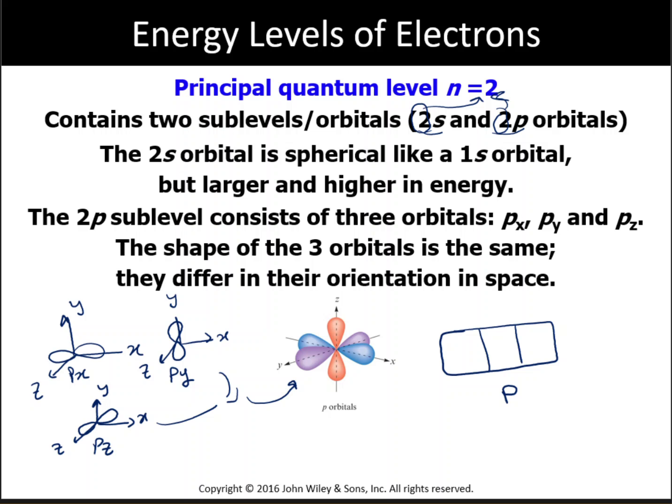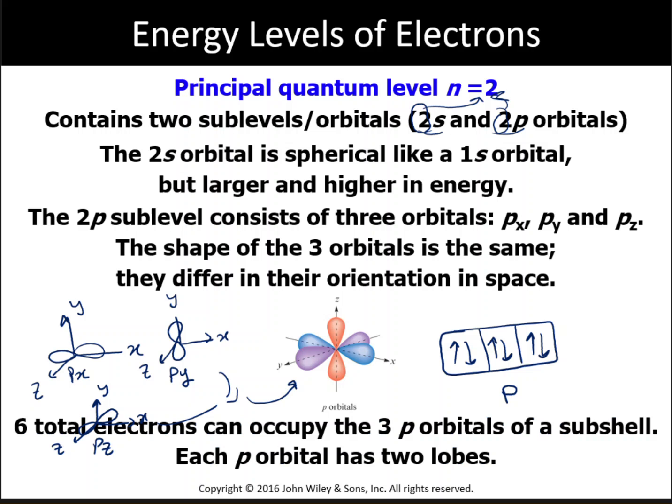Now remember that in each orbital, you can put a maximum of 2 electrons. So 2 here, 2 here, and 2 here. So you can have a maximum of 6 electrons for a p sublevel. So for energy level 2, n equals 2, we have 2s and 2p. Maximum of 2 electrons for s, maximum of 6 electrons for p. You read this as 2s2, 2p6.